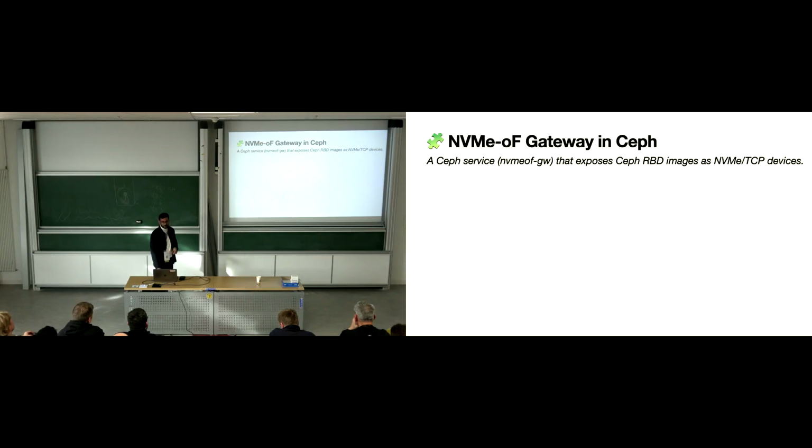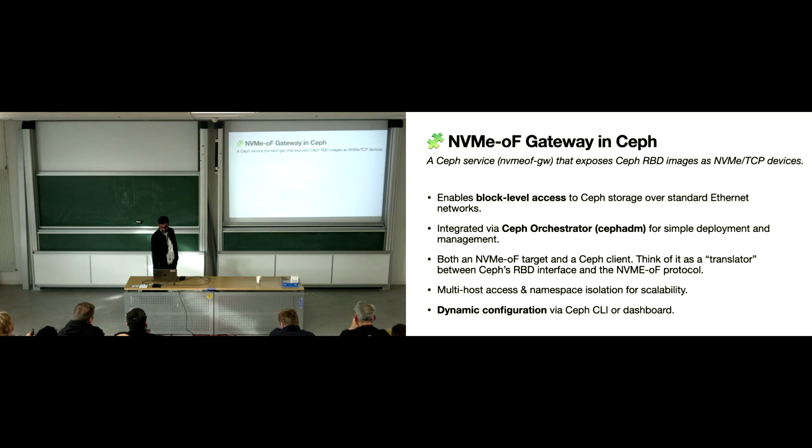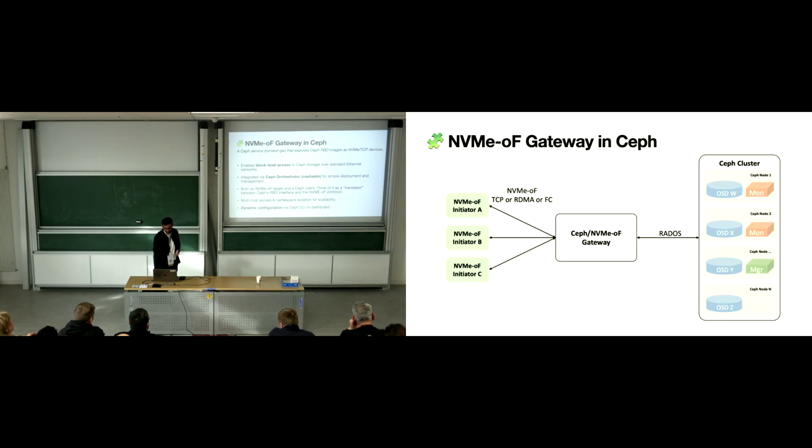Now the NVMe gateway in Ceph. It is a service in Ceph which exposes Ceph RBD images over NVMe/TCP. So it provides block level access to Ceph, and it's integrated very easily. With a simple command you can deploy this NVMe over TCP gateway. It can also provide dynamic configuration. We can tune the scalability of the NVMe, how much performance we want, and you can very dynamically increase and scale that.